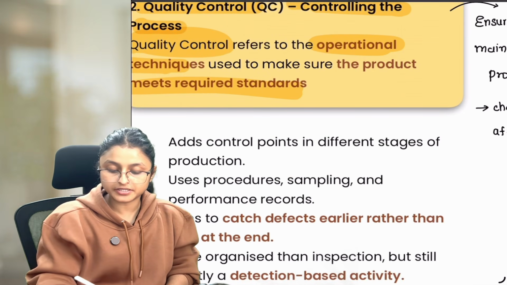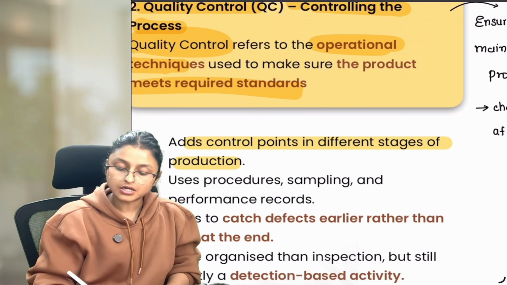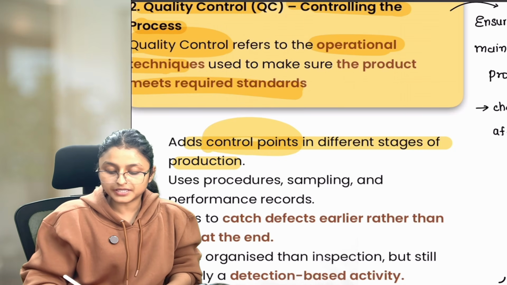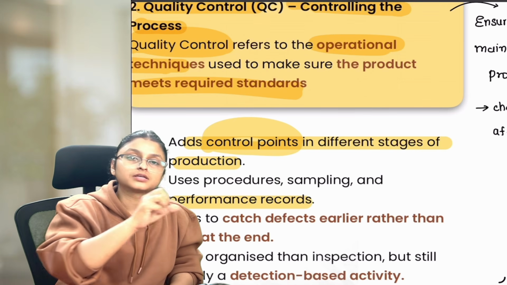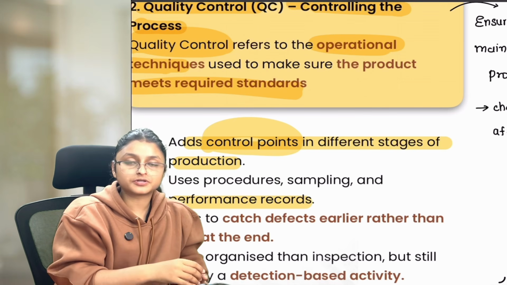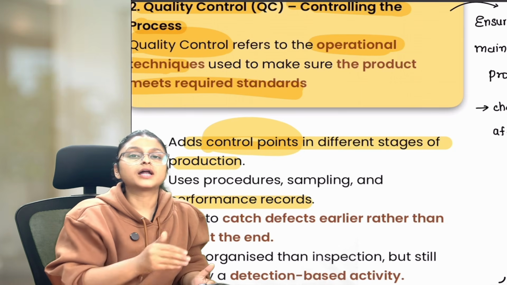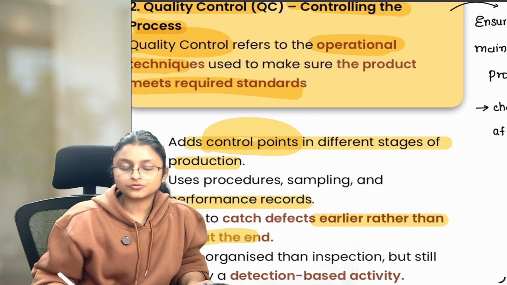Adds control points in different stages of production. After every stage, control points will be there. Uses procedures, sampling and performance records. Here we are going to take samples after every batch is produced and check whether it is achieving the performance standards or not. Aims to catch defects earlier rather than only at the end.